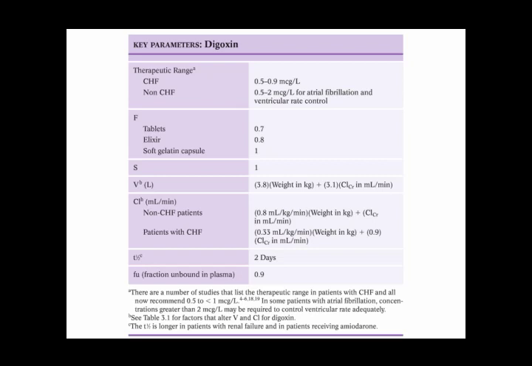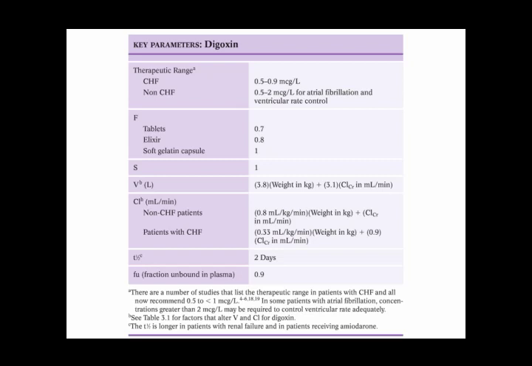Digoxin is available as tablet, where the bioavailability is 0.7, and also available as elixir with bioavailability of 0.8. The soft gelatin capsule bioavailability is 1. The salt fraction is 1.